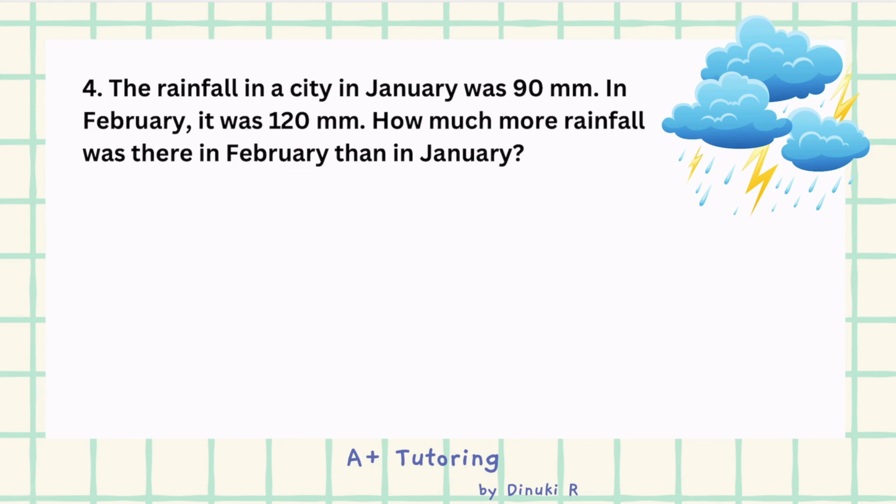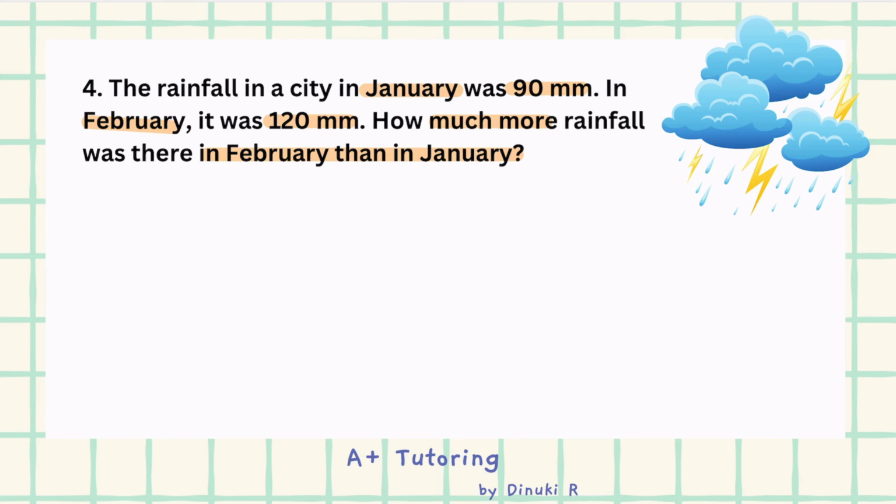Okay, question number 4. As always, take a second, pause the video here to read the question and understand what's going on. Okay, now that you've had a chance to read through the question, let's go through and find what our key pieces of information are. The rainfall in a city in January was 90 millimeters. In February, it was 120 millimeters. How much more rainfall was there in February than in January?